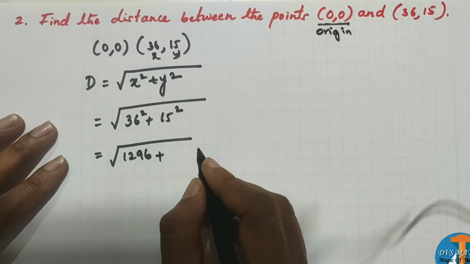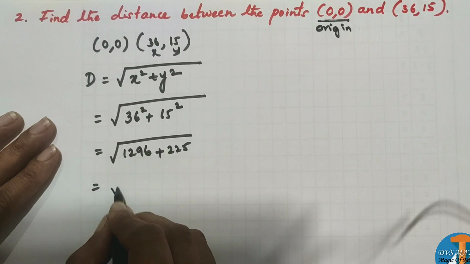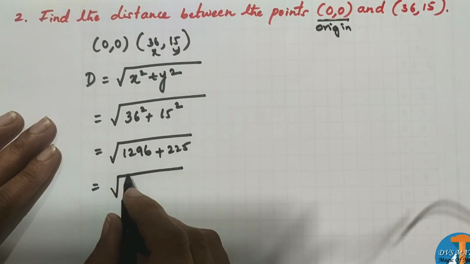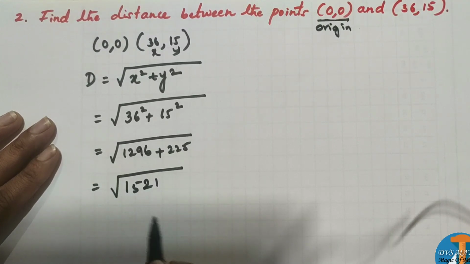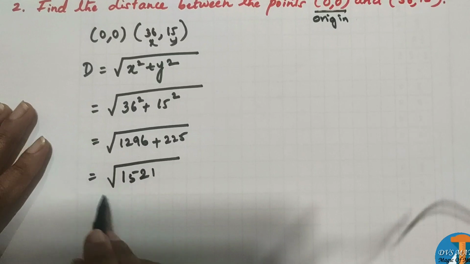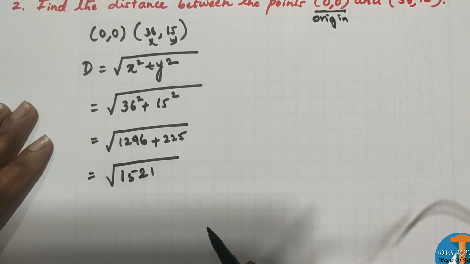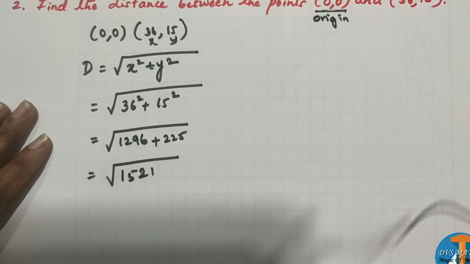Plus what is 15 into 15? 15 15s are 225. So if you add these two, 1296 plus 225, you will get 1521. So now we have to find the square root of 1521, if it is perfect square or not. So if you see this, as I told you, so what will be the nearest it is?